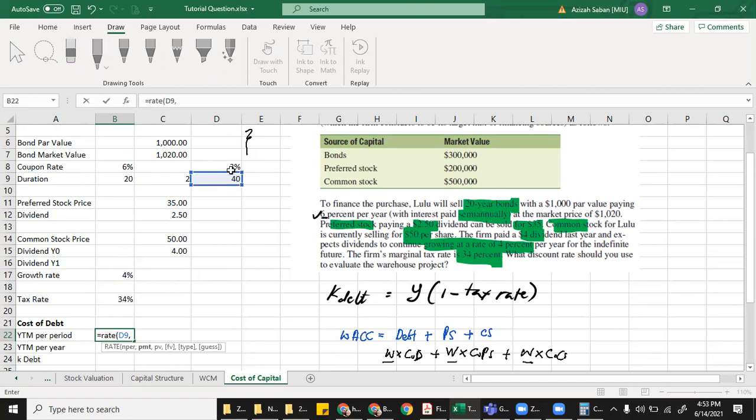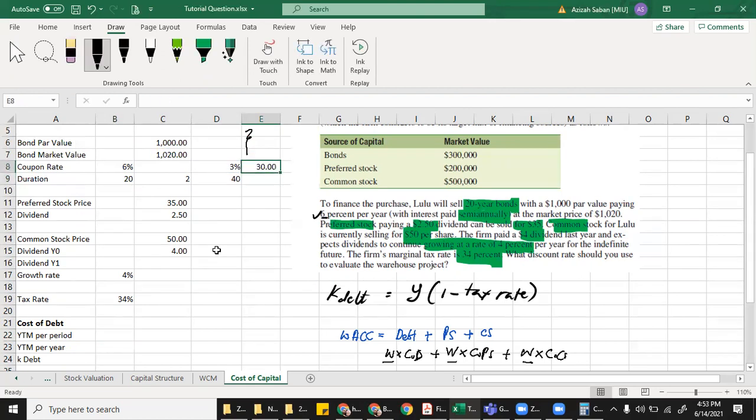PMT is, before that, this one is not complete, so I cannot do this. This one, I have to change into dollars. Dollar here means that 3% is equal to 3% times the par value, which is 30. Now I can do the yield.